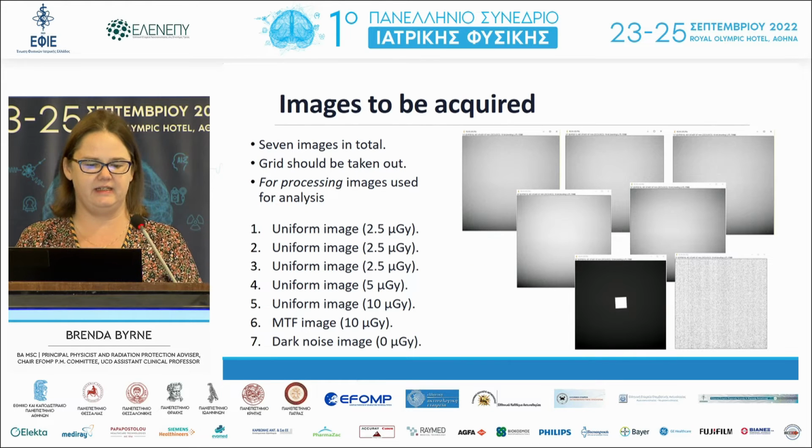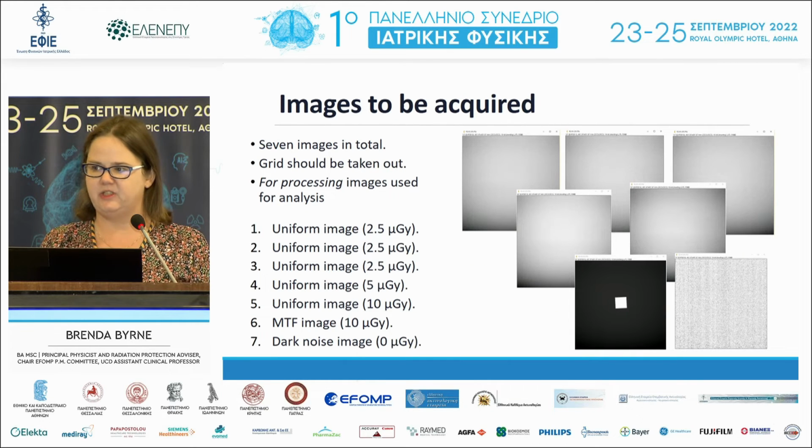So as I said, we obtained just 7 images to get all the results that we need. The grid should be removed before you take your images, and you should always be using for-processing images. And that sounds easy, but anybody who has done QA will know, especially when you're dealing with digital detectors, it can be very hard to get raw flat field images from a system.